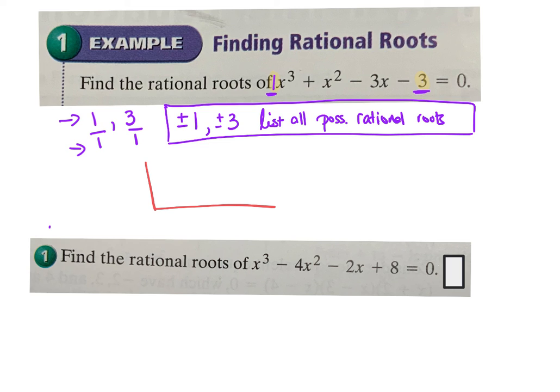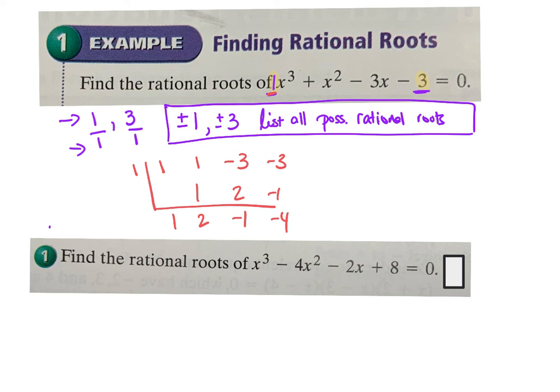In the book, it starts with 1, and then it goes to negative 1, and then to 3 and negative 3 to see if you get a 0. If you start with 1, you would just do your synthetic division. I have a 1, a negative 3, a negative 3, and I would just do my multiplication, my addition, right? 1 is not a 0.